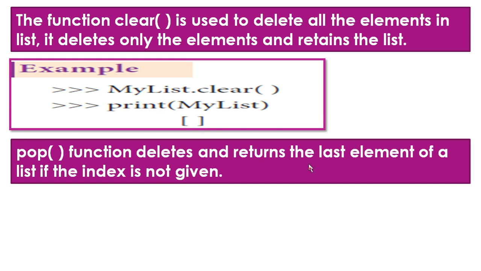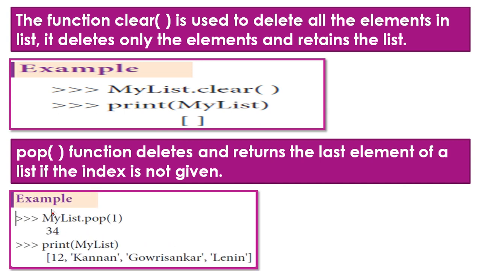The pop function deletes and returns the last element of a list if the index is not given. Suppose we don't give any index value to the pop function, it deletes the last element. Here is an example. my list.pop(1), so it deletes the second element, 34. Print my list: the second element 34 is deleted. 12, Kannan, Gauri Shankar and Lenin.